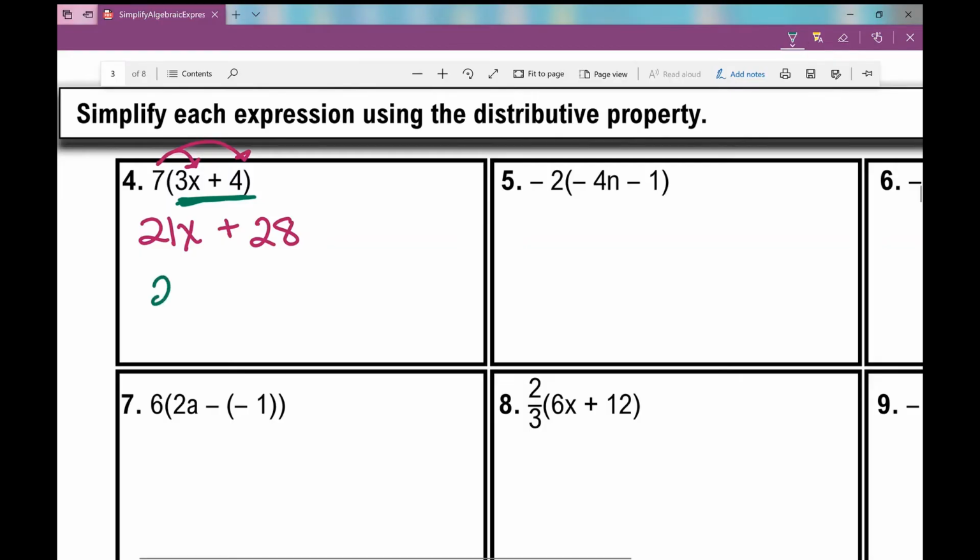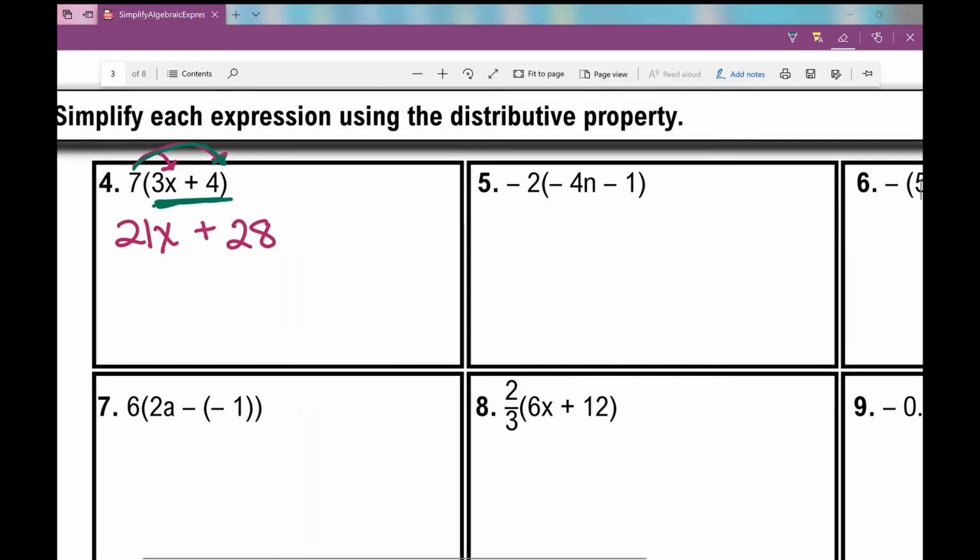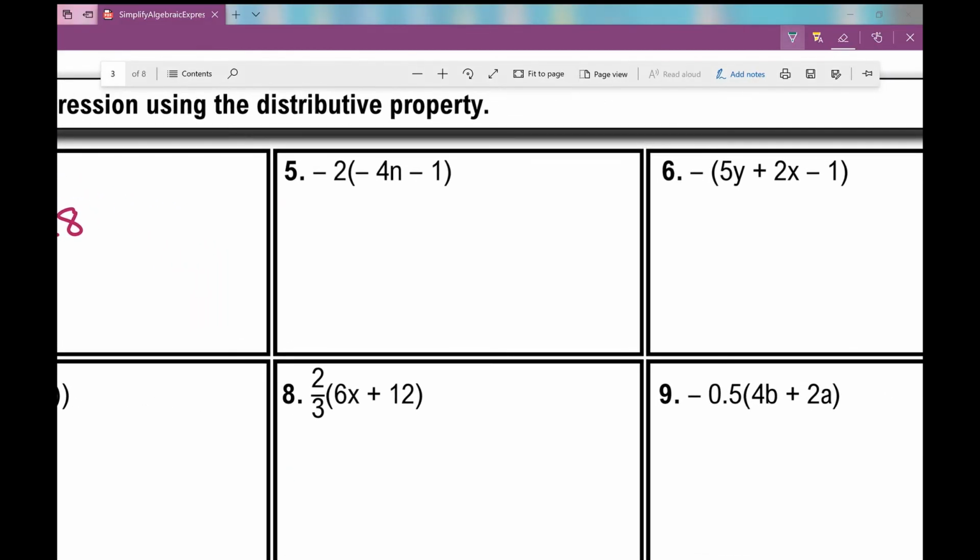If you get something like this, 21x plus 4, what did you forget to do? You forgot to multiply 7 times 4. Everything gets multiplied by 7, not just the first term, every term. A lot of students forget this. Let's move on to number 5.